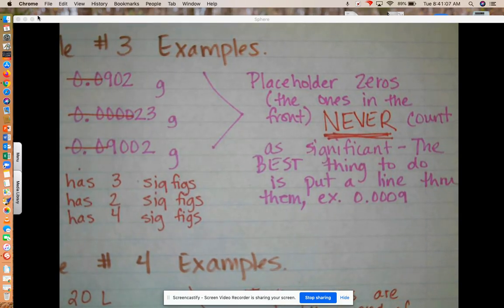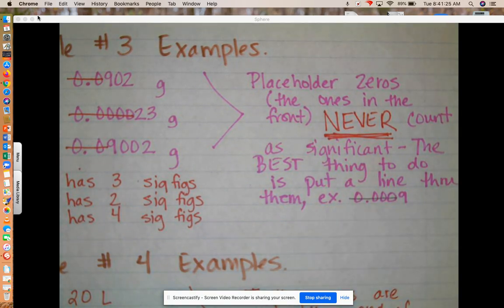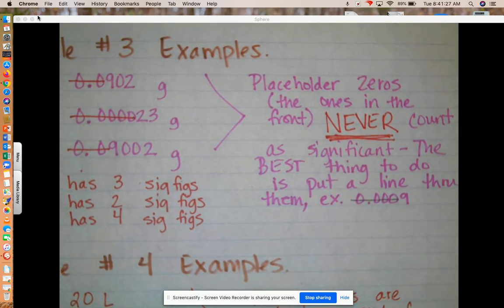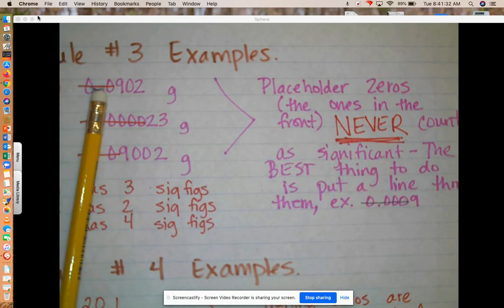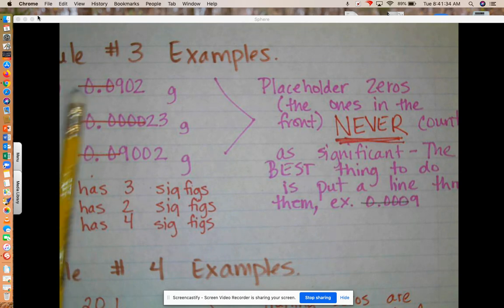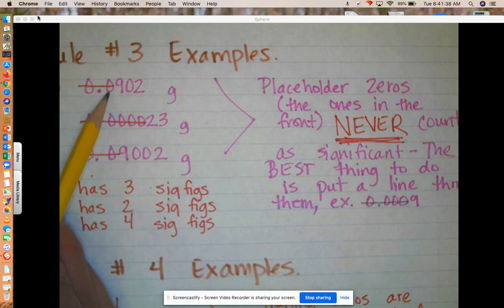For example, we'll go with pencil. When you get a number that's got a bunch of zeros in the front and you're trying to count sig figs, the best thing to do is just draw a line through them. That way there is no chance of you even thinking about counting those. So that's what you've seen me do right here. All the zeros in front. They're called placeholders, leading, preceding. They're all in the front. Even this one behind the decimal.